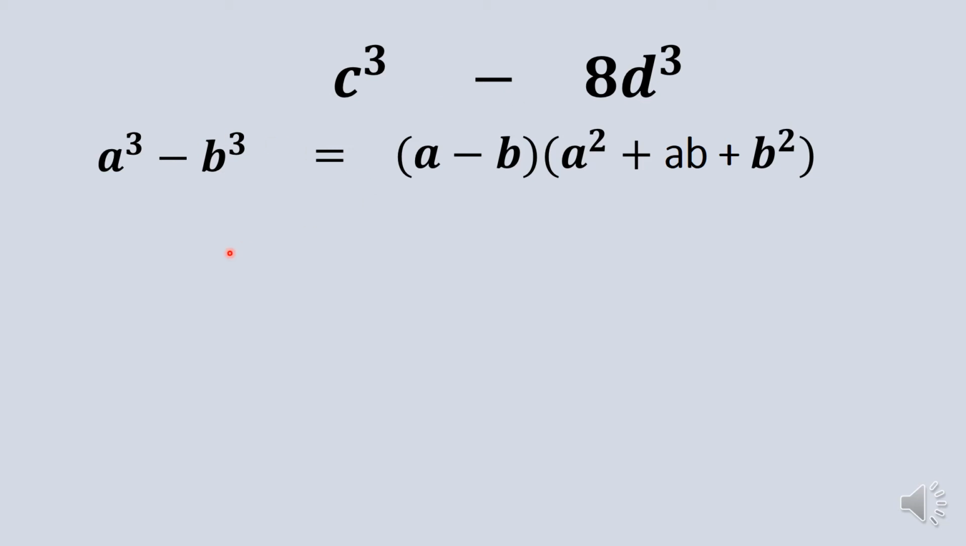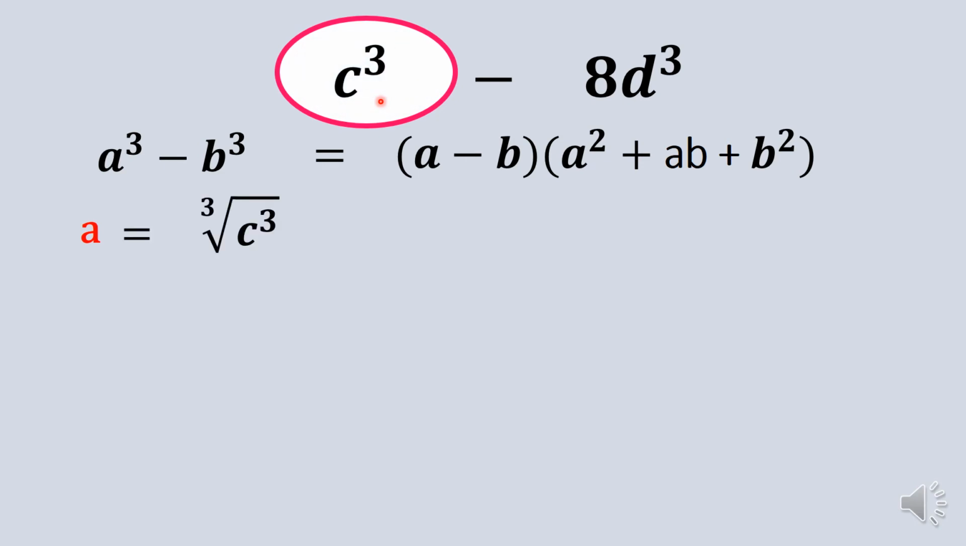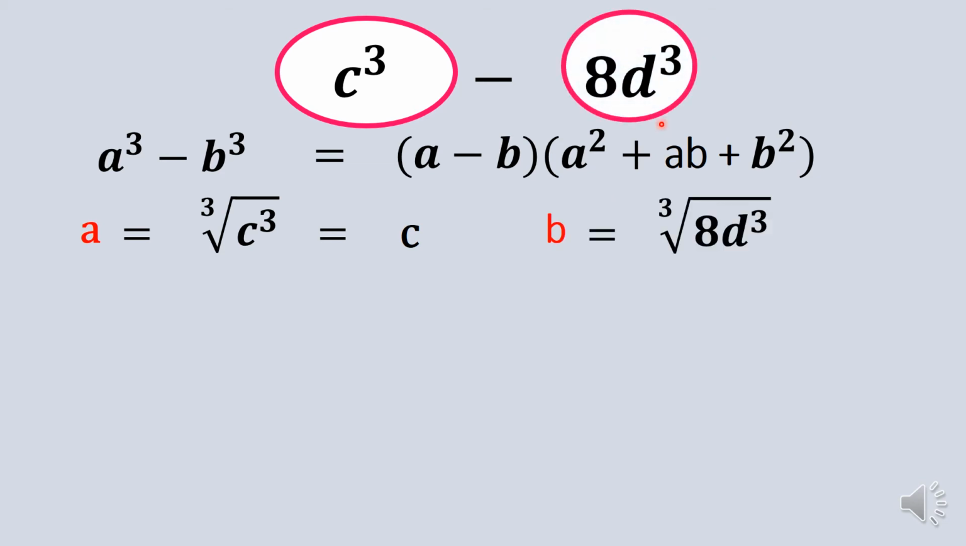Okay, so same process. First, identify natin yung ating a, which is our first term. So you have c cube. So you have to find the cube root of c cube. So pag ganito lang, just cancel 3 and 3. So matitira na lang you have c. Next, find the cube root of our second term, which is our b. So you have the cube root of 8d cube.